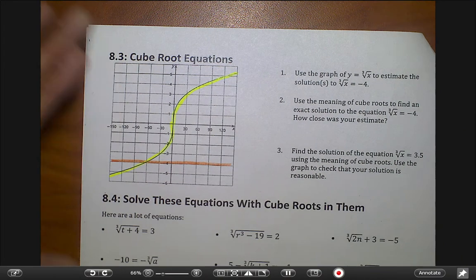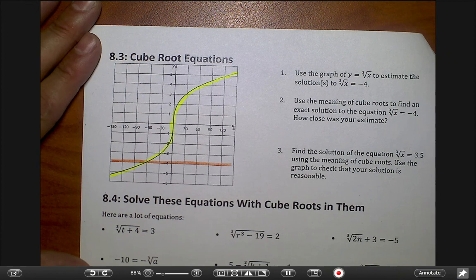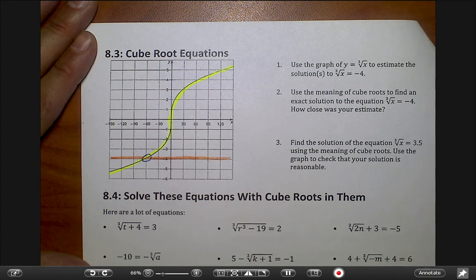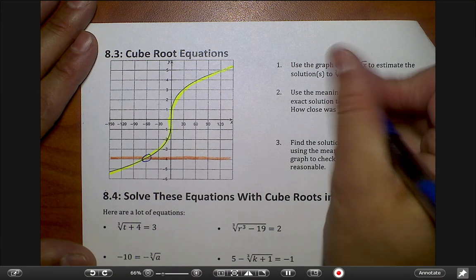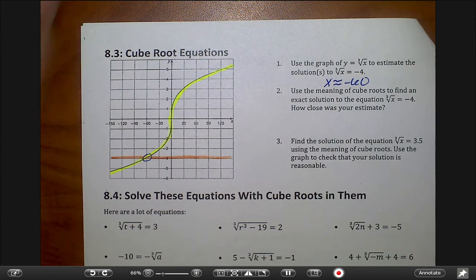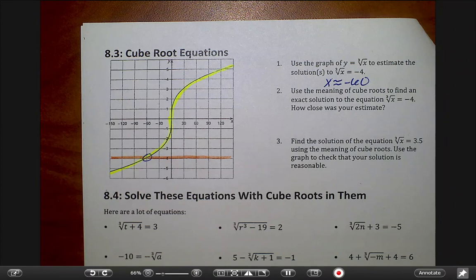So what do you think it's going to be? Negative 6. Negative 6 right here? Not negative 6. Negative 60. Negative 60. Very good. So we're going to say it's going to be x is about negative 60. Now we're going to actually do the math to solve for it.